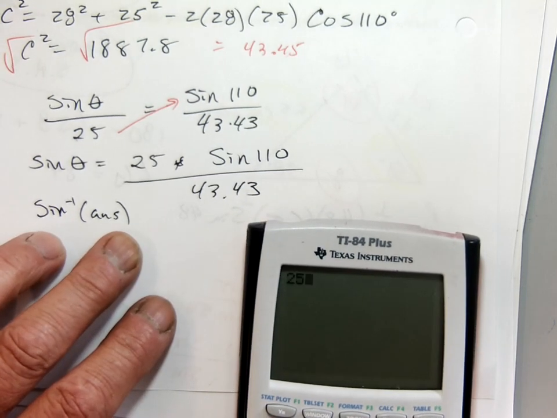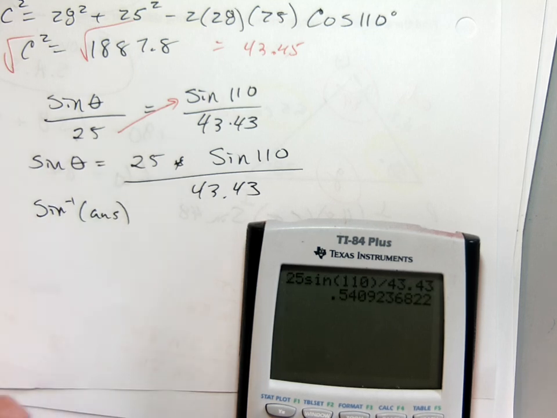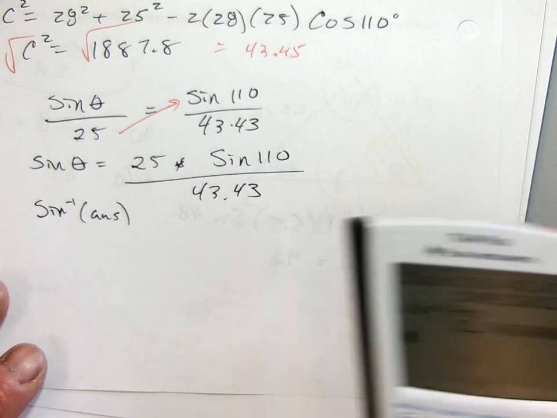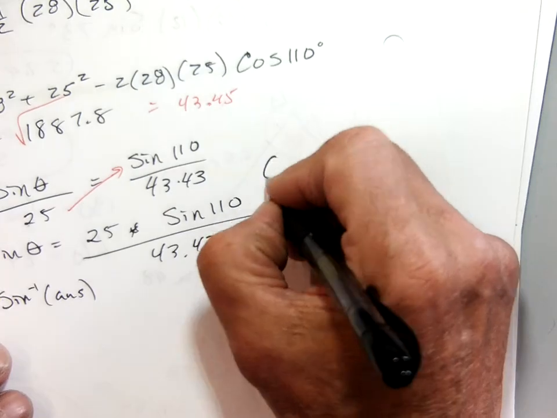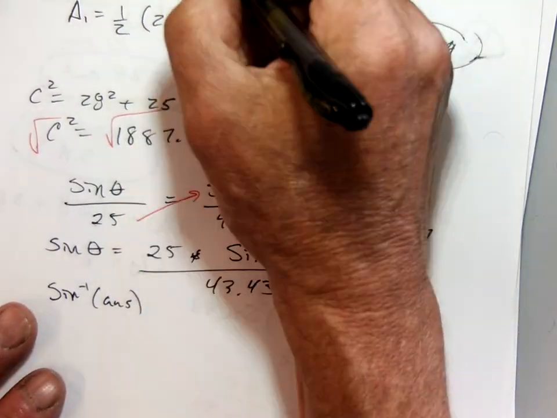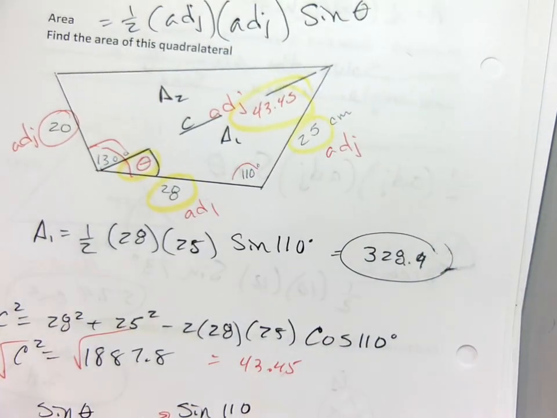Okay, so I'm going to go 25 sine 110, close the parentheses, divided by 43.43, and I get a decimal. Well, I kind of expected that. So I go sine inverse of that answer, and I get about 32.7. Okay, so theta is about 32.7, okay? All right, so let's go back up with the problem. This angle here, we know now is 32.7.